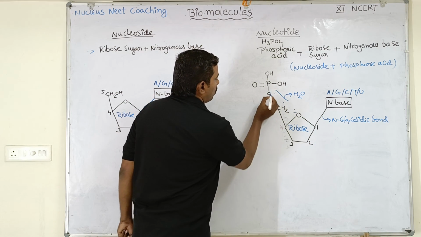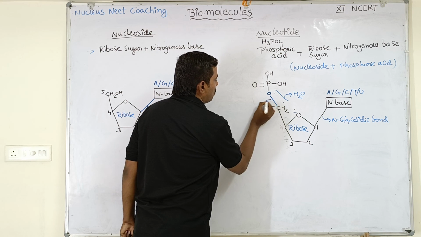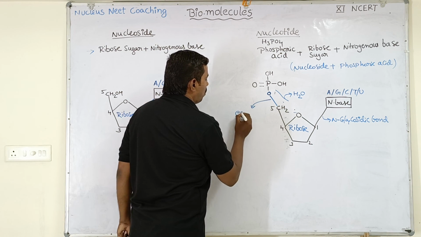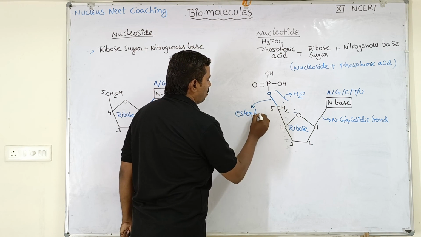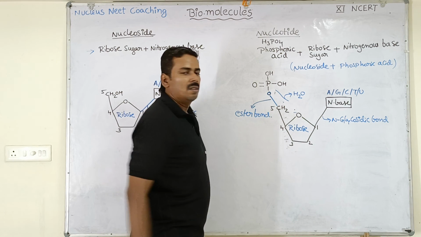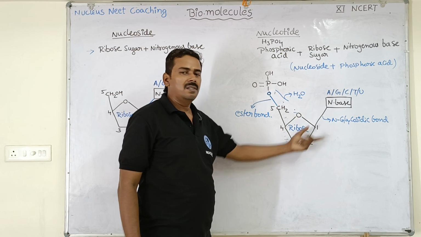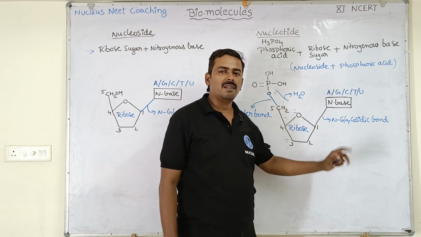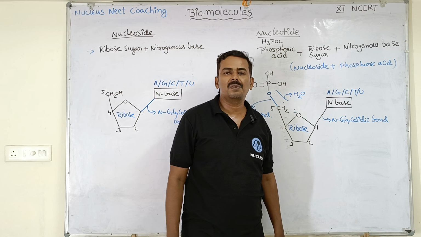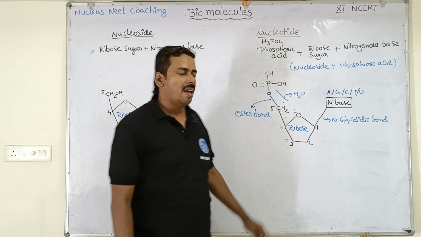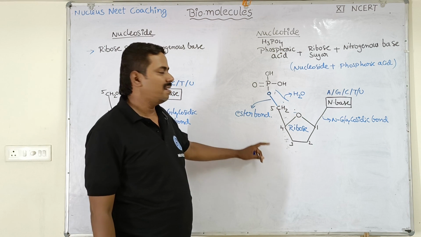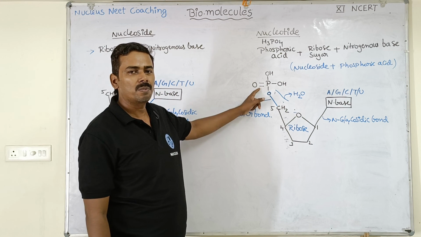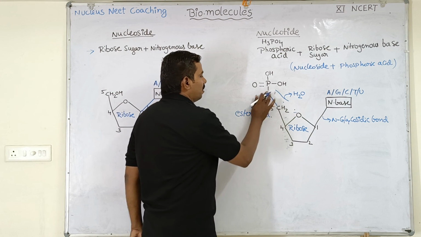This bond we are calling an ester bond. What is the bond called? It is called an ester bond. So now the resultant molecule is called a nucleotide. Is a nucleotide acidic in nature or basic in nature, can you tell? Obviously a nucleotide is always acidic in nature because of the presence of an acidic group called phosphoric acid.